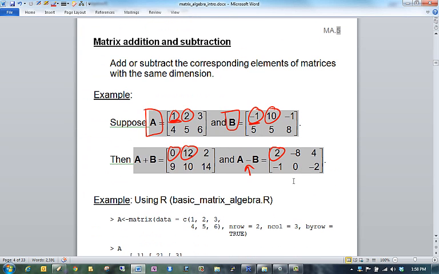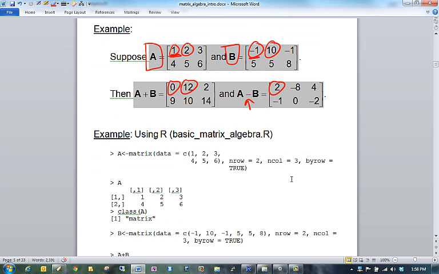So notice when you do matrix addition and subtraction, you need to make sure that the matrices are exactly the same size, same number of rows and same number of columns. So let's take a look at how we can do some of this stuff in R. My corresponding R program then is this basic_matrix_algebra.r. You can download this from my corresponding course website, of course.